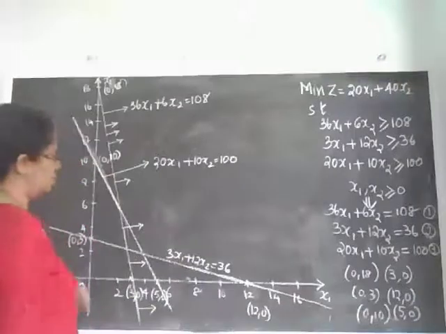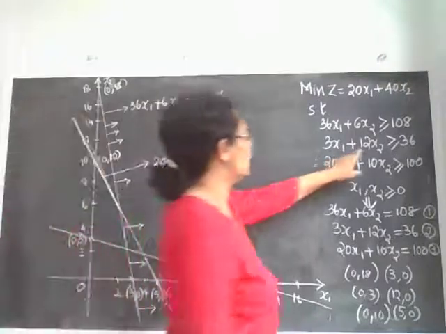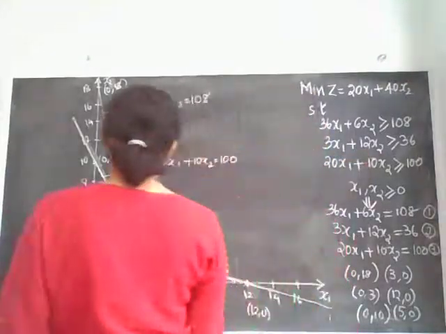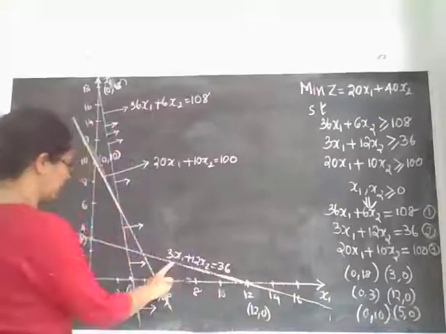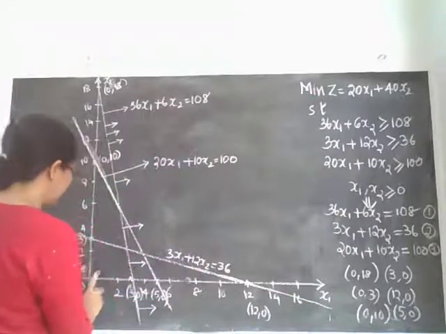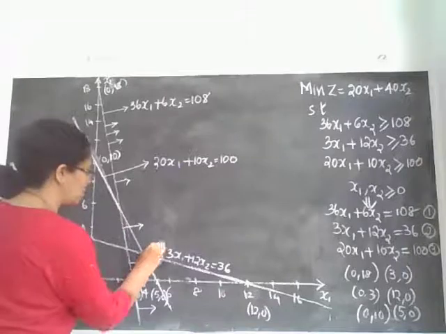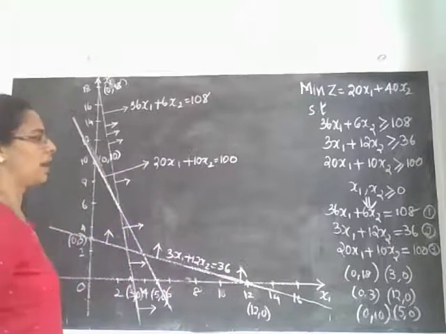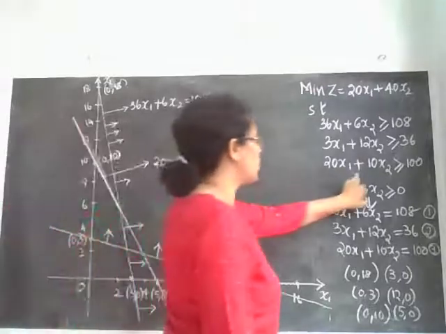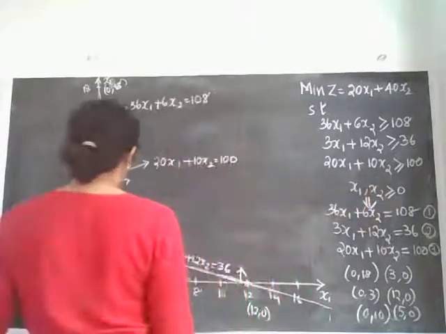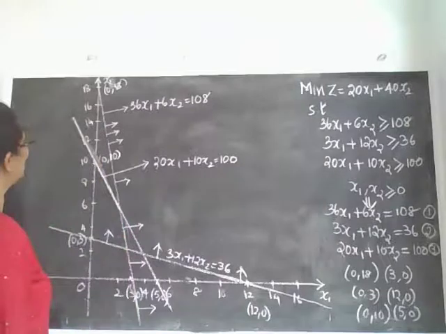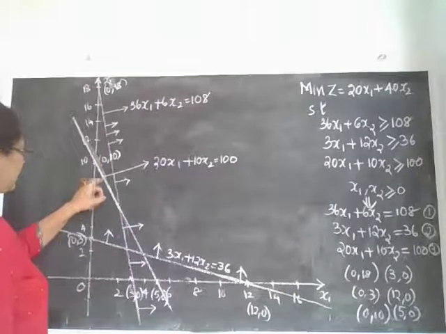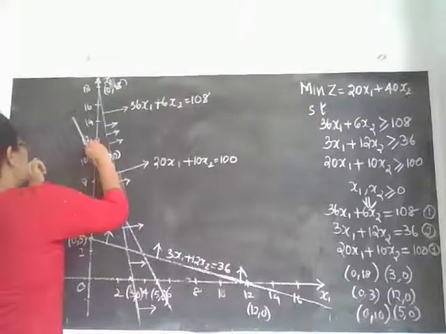Now, 3x1 plus 12x2 greater than or equal to 36. That is this line, the origin is on the lesser side, so the arrow goes like this. Now 20x1 plus 10x2 greater than or equal to 100, which is that line.